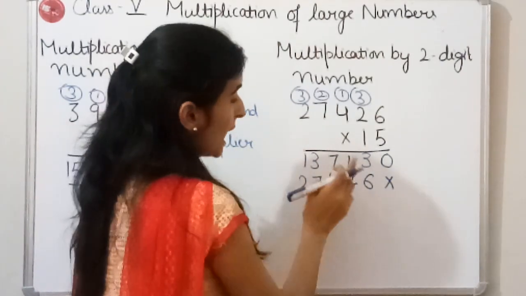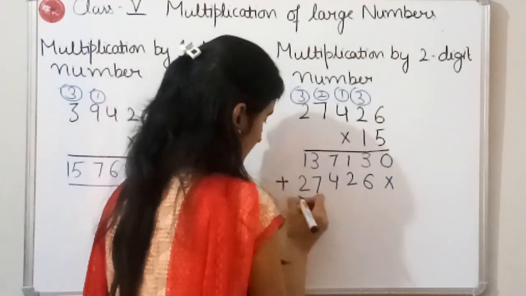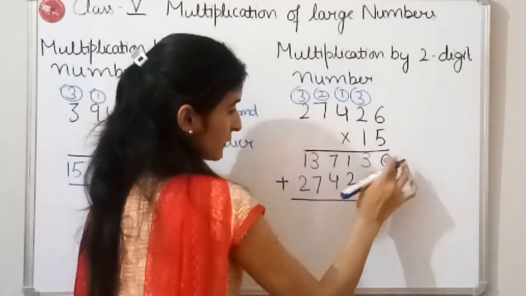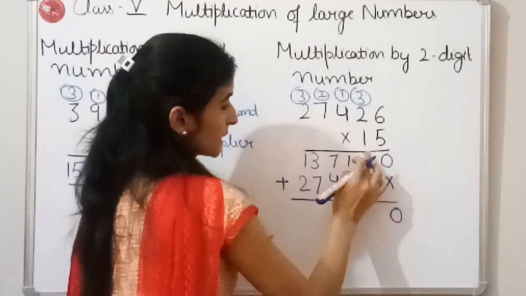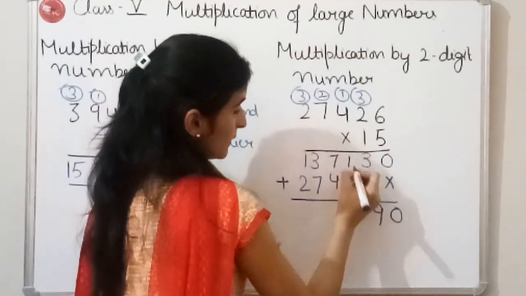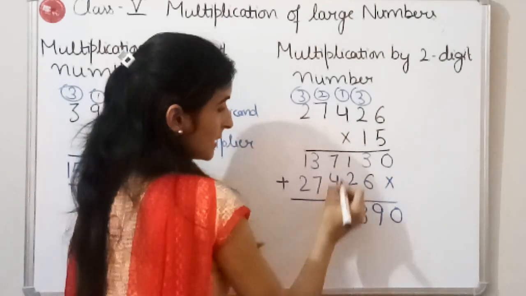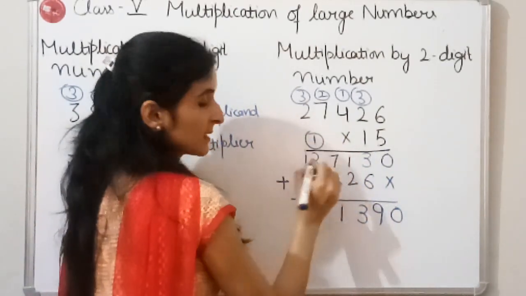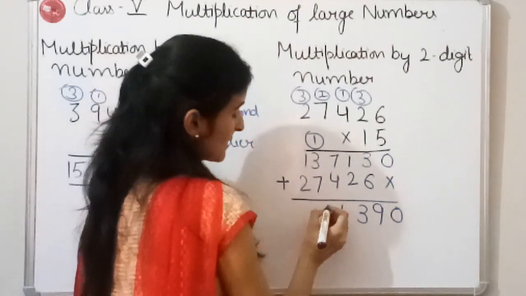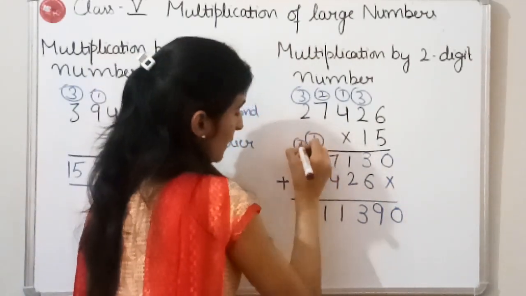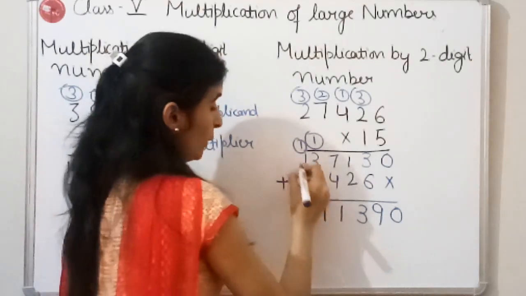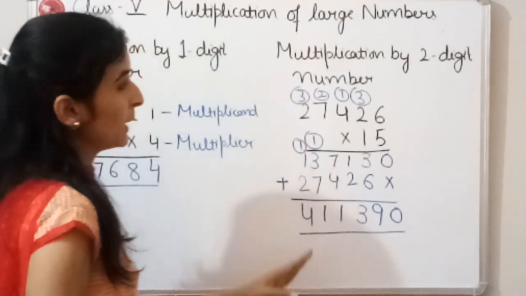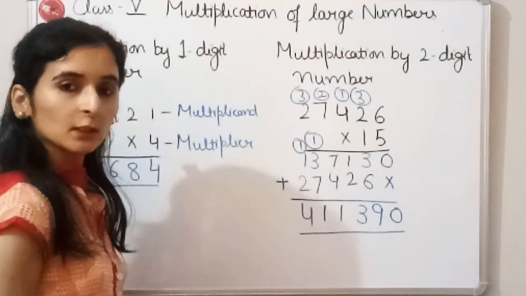Now we have to add these both products. 0 plus 0, this cross is 0 itself. 0 plus 0 is 0. 3 plus 6 is 9. 1 plus 2 is 3. 7 plus 4 is 11. 1 plus 3 is 4. 4 plus 7 is 11. 1 plus 1 is 2. 2 plus 2 is 4. So that is how we have to do multiplication by 2 digit number.